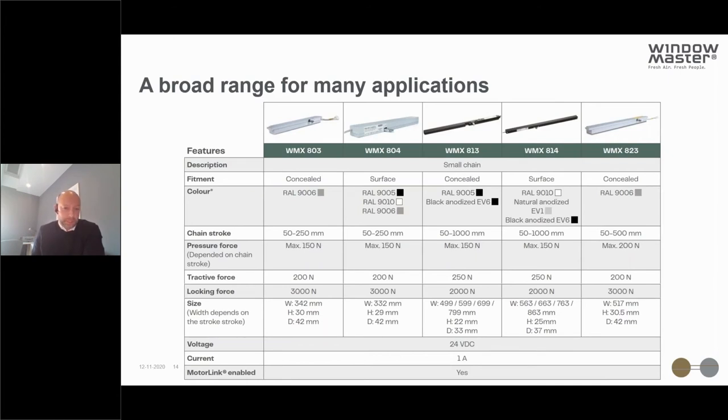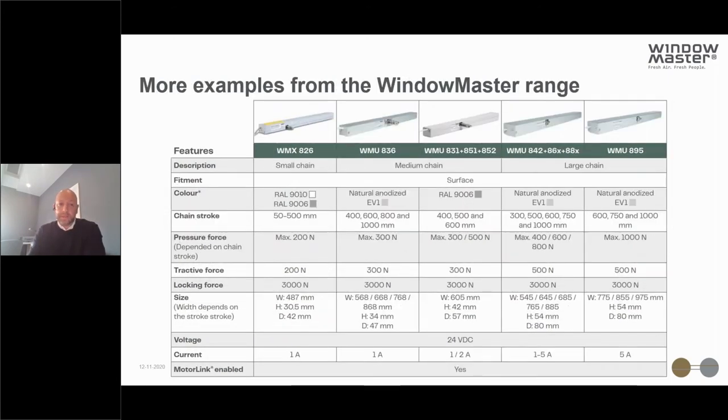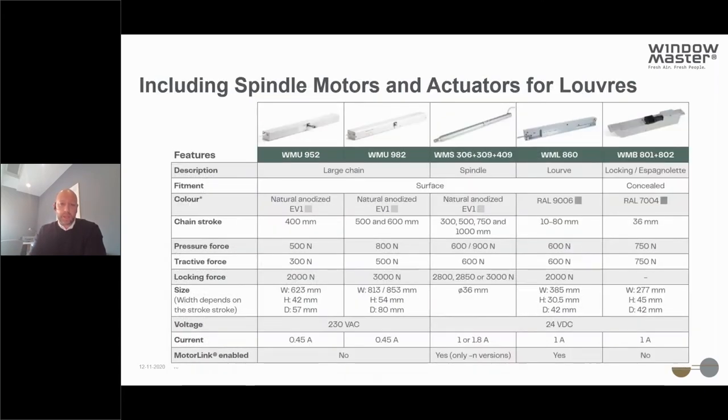And you'll see at the bottom there that almost all of our actuators are motor-link enabled, and we'll touch on that later on. But you can see a whole range of actuators, some more compact actuators with strokes up to sort of 500 millimeters, and then as you get to the longer strokes of 600, 800, and 1,000 millimeter strokes, obviously the size of the actuators increases accordingly. And we've got actuators with force capabilities up to 1,000 newtons or more, according to the application.